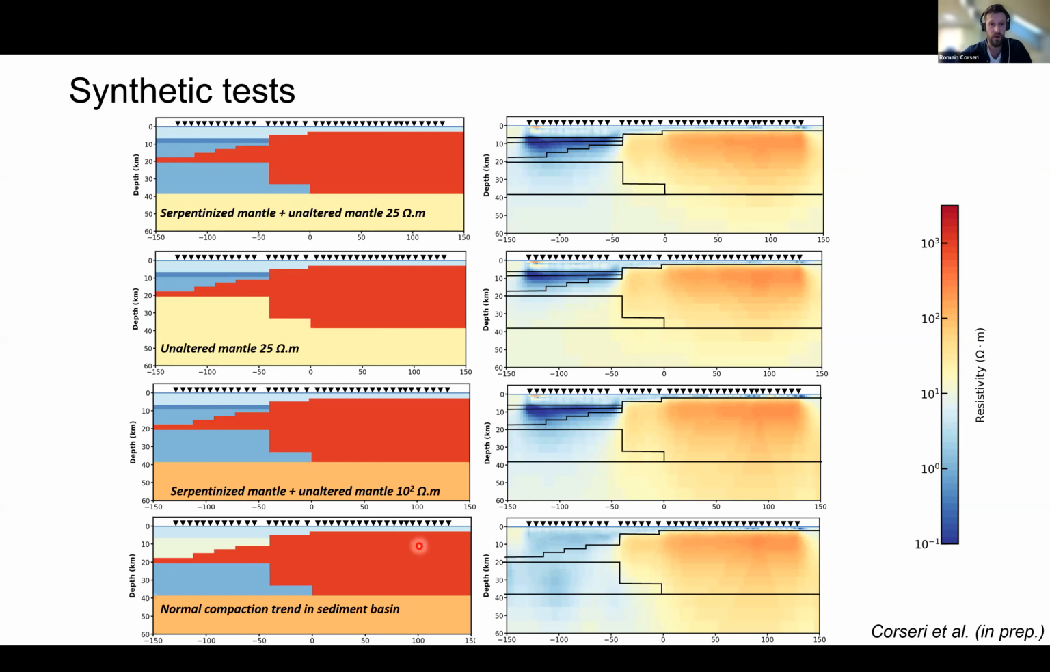You can see also here I've introduced a basin conductor, a very conductive layer below 1 ohm-meter in the basins.